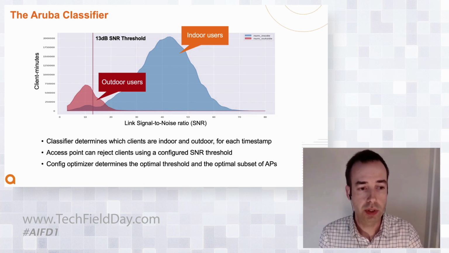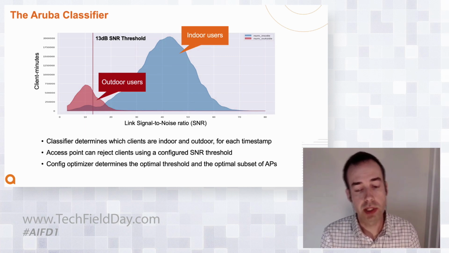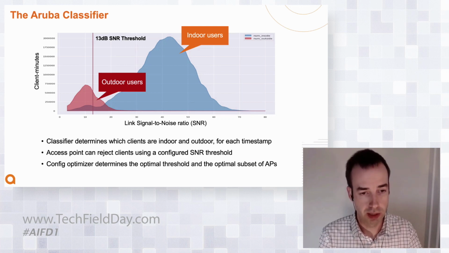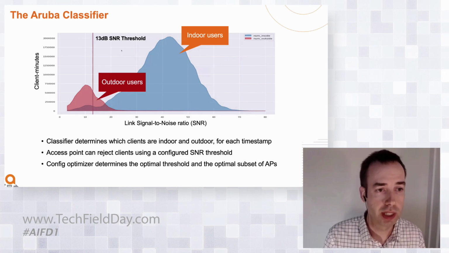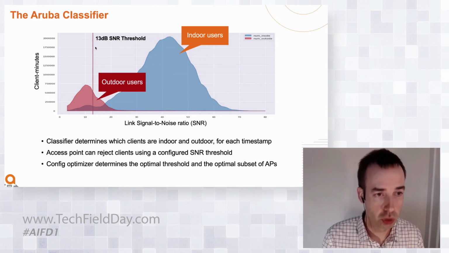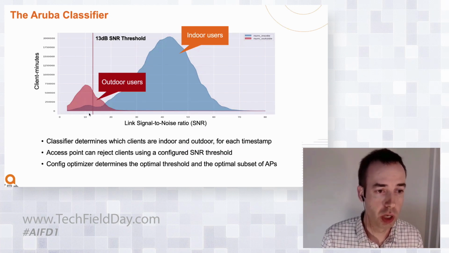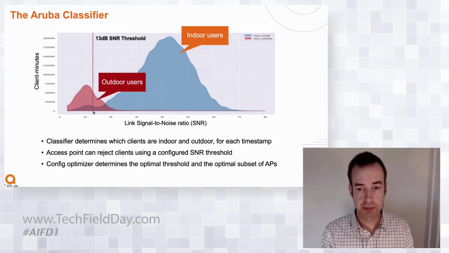And so a config optimizer then connects these two pieces. It takes the classifier data from the cloud and determines the optimal setting on the access point so that the access point can mimic this classifier behavior. The access point is trying to reject the outdoor users. It cannot run the full classifier, but it will just simply do a cutoff at a certain SNR, and we choose this cutoff so that the majority of the outdoor users fall below and the indoor users fall in the vast majority above it.